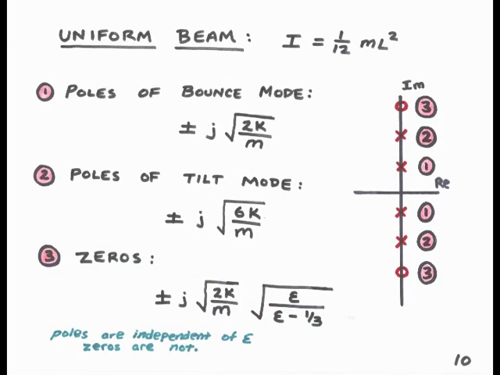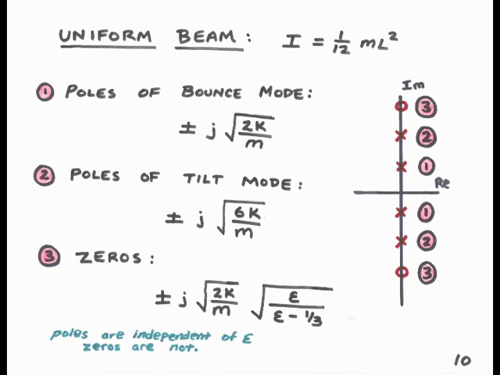Let's sketch these poles and zeros in the complex plane. So first we'll have the poles of the bounce mode, which I've labeled 1 here, and they're on the imaginary axis. They're at plus and minus j square root of 2k over m. Then we'll have the poles of the tilt mode, which will be at plus or minus j square root of 6k over m. Now, I've substituted in here the fact that we're using a uniform beam, which means I is equal to 1/12 ml squared, and that's allowed me to simplify the expression for this tilt mode.